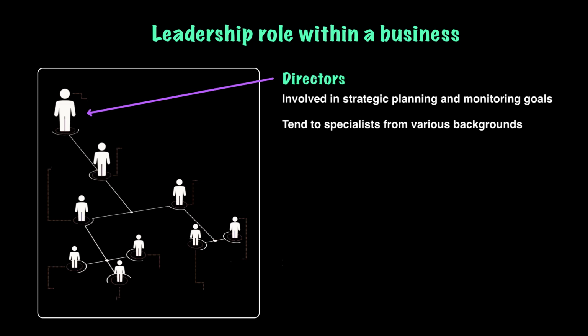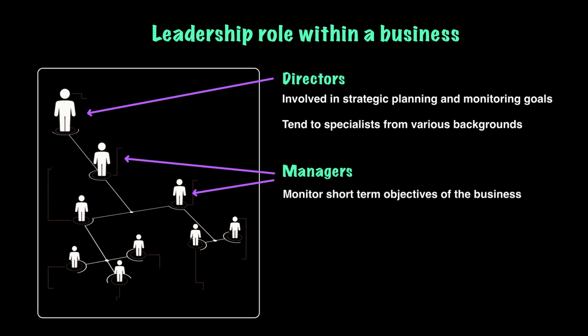Then you have managers at a lower level who are there to make sure that the company is running smoothly on a day-to-day basis. And that's where you have your managers. These guys would be in the form of your CEO. These guys would be in the form of your department heads. And of course, these guys make sure that the long-term objectives are being achieved by achieving their short-term objectives of the business.